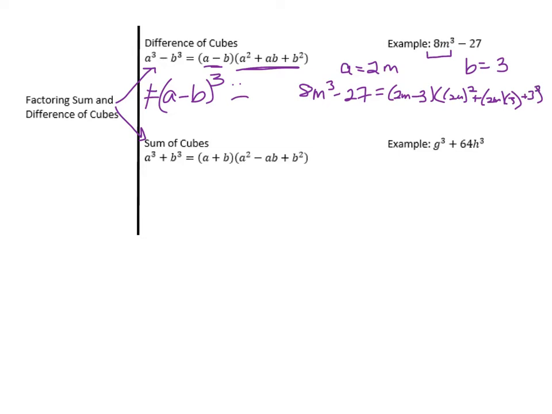We always simplify this. I know this seems like a big process. That 2m minus 3 is going to stay 2m minus 3. And then we have 2m squared. Square the 2, square the m, and that gives us 4m squared. Plus 2m times 3 is 6m. Plus again, 3 squared is 9.